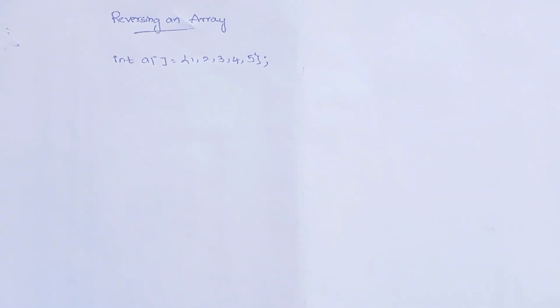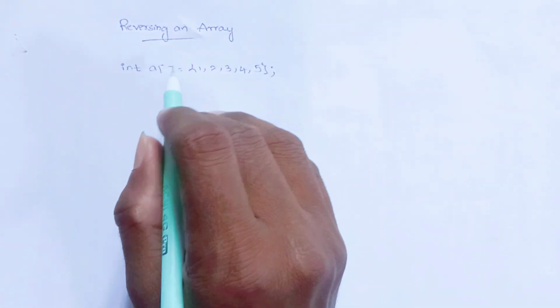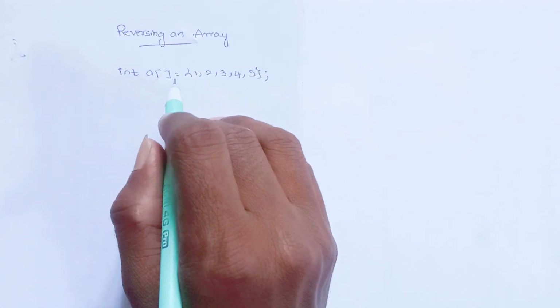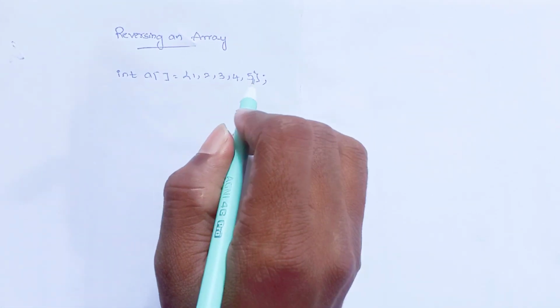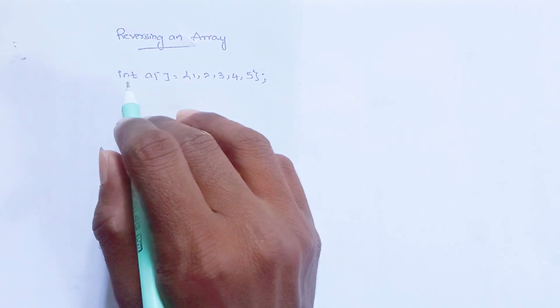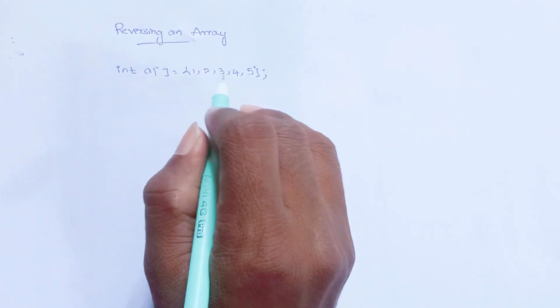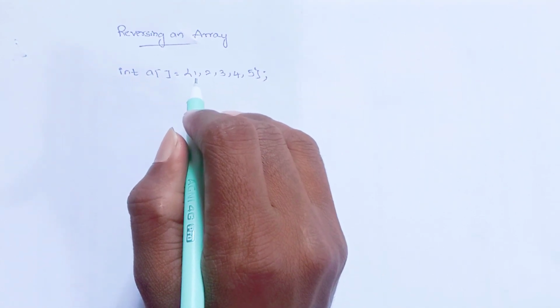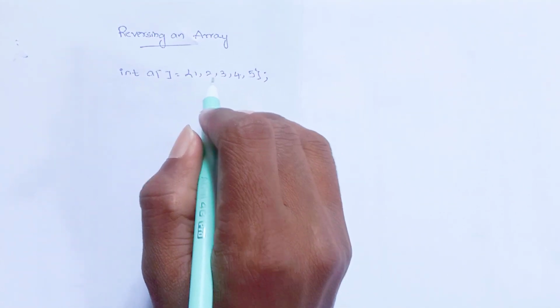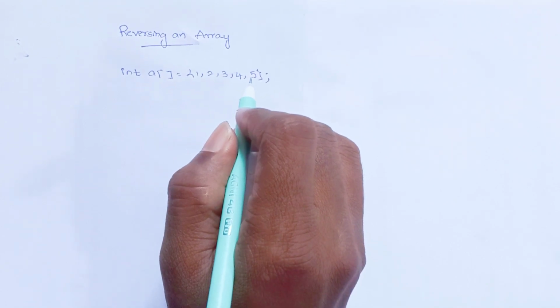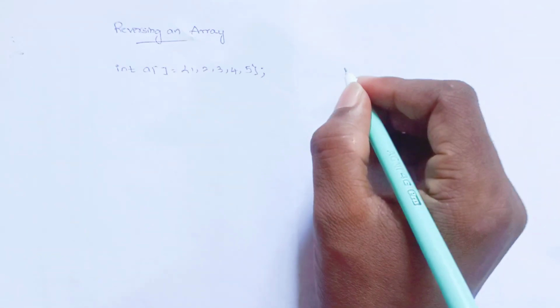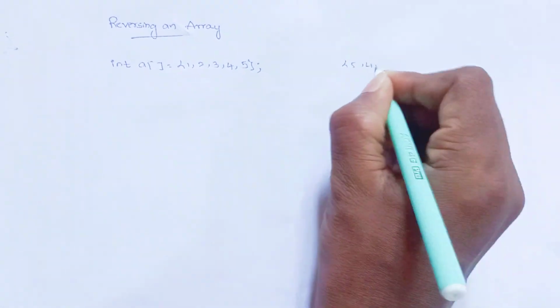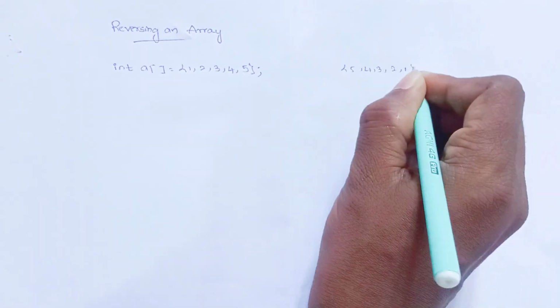In today's video, we will see how to write a code in Java to reverse a given array. So here I have taken the array A equals to 1, 2, 3, 4, 5. A is the array which is of type int and I have taken 5 elements into the array A. Now it is having the order 1, 2, 3, 4, 5. Now after reversing, the array should be like 5, 4, 3, 2, 1.